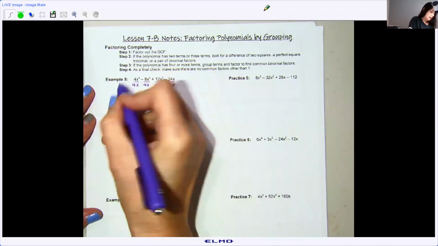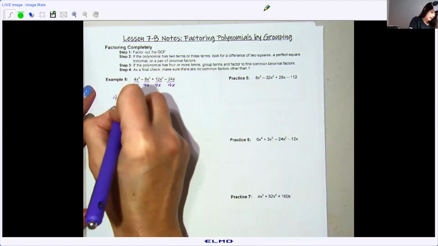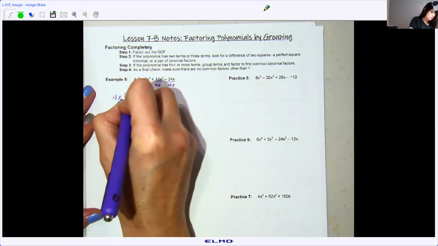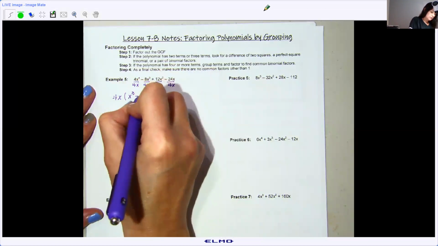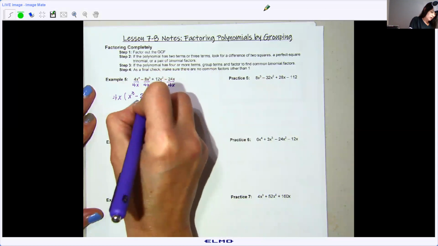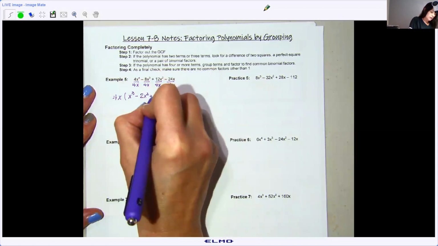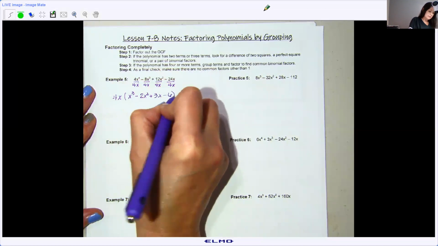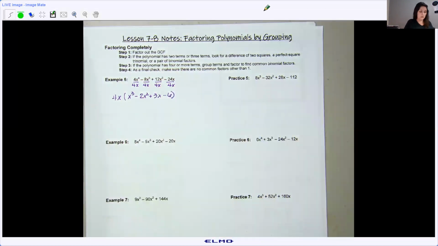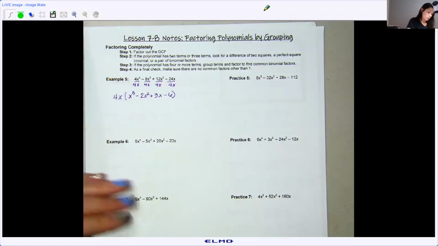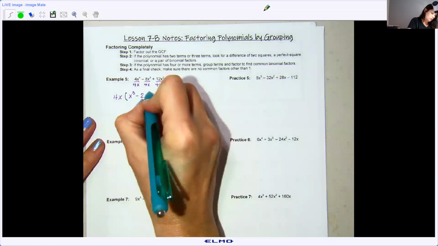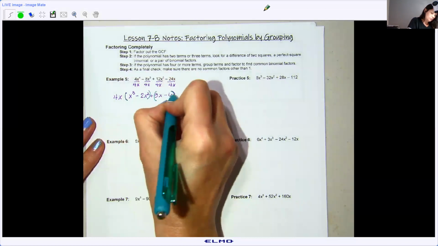Okay, and I end up with 4x and then x cubed minus 2x squared plus 3x minus 6. And that was where we left off just a minute ago. Now, once we factor out the greatest common factor, we just follow the steps that we had on the previous page, and we separate them into two groups. So I have one group here, and I have one group here.